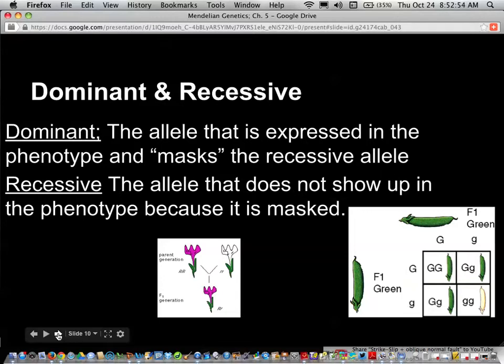When the big G is there that codes for green, even though the gene, little g, that codes for yellow is there, it's green. The only time that the yellow shows up is when it is two small g's, two alleles that code for yellow, with no dominant big G allele there.